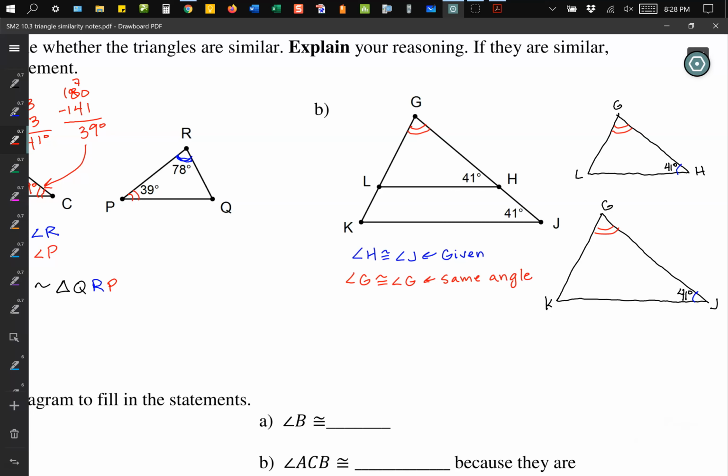So because I now have two sets of matching angles, I know that the two triangles are similar now. So I can write a similarity statement. I'll name the first one triangle LGH, and that will be similar to triangle KGJ. Again, make sure that the order matches.